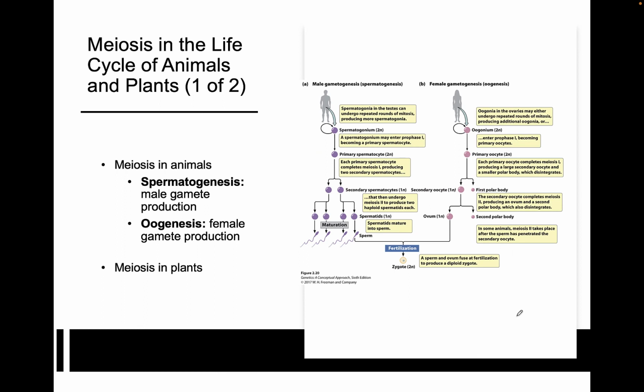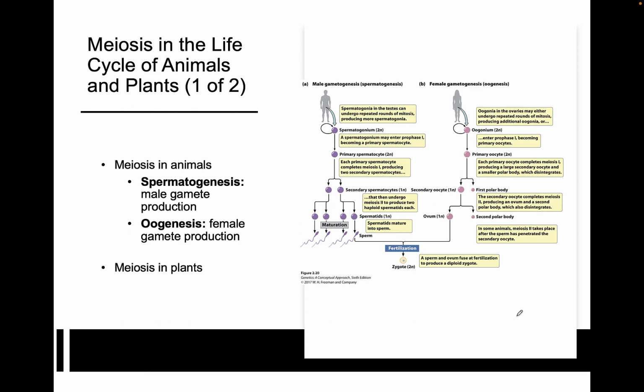So let's briefly go into meiosis in the life cycle of animals and plants. Okay, meiosis in animals, for the males, is called spermatogenesis, and for females, it is called oogenesis. So female gamete production, or egg, is termed oogenesis, and in males, it's called spermatogenesis. And we'll also briefly go into the process in plants.